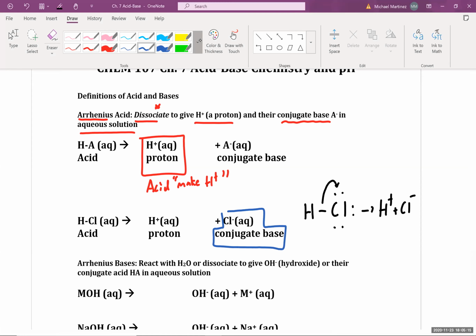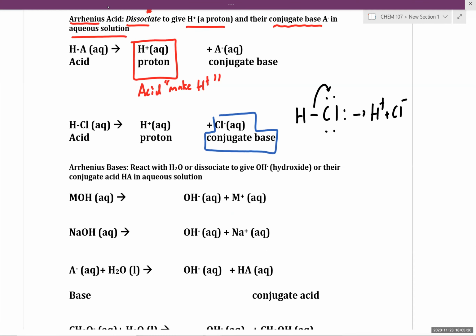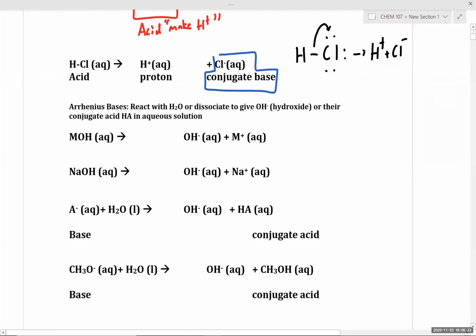Okay, so the corollary to the Arrhenius acid, which makes H plus, is the Arrhenius base. And an Arrhenius base reacts with water or dissociates to give OH minus, which is known as hydroxide, in solution. So anytime you see hydroxide, I want you to think a base. So a base can be thought of simplistically as a species that generates hydroxide in solution. Does this make sense to everyone so far?